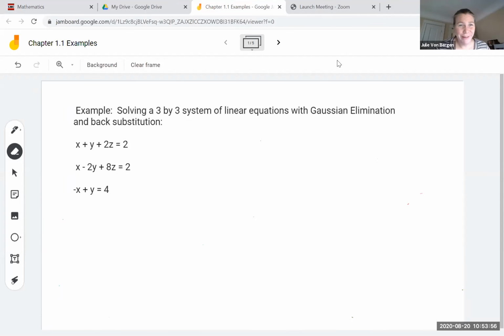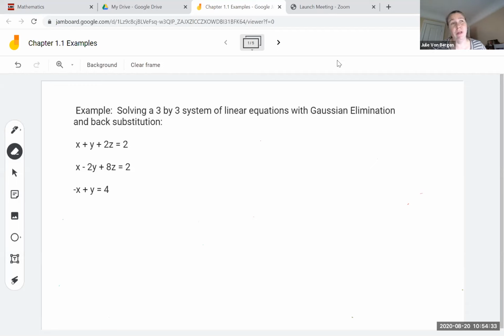Hi everyone, in this video we are going to be solving a 3x3 system of linear equations using Gaussian elimination and then back substitution. We use Gaussian elimination to get our system into what's known as row echelon form. Sometimes we call that the stair-step solution pattern, with the leading coefficient of each of the variables being 1. So we want to end up with a system of 3 equations where the coefficient for x in the first equation is 1, the coefficient for y in the second equation is 1, and the coefficient for z in the third equation is 1.